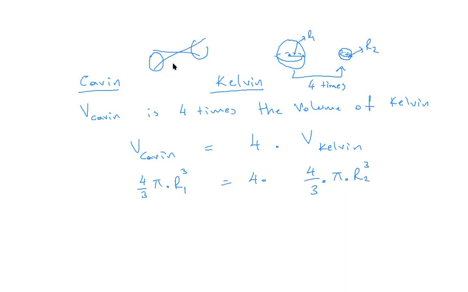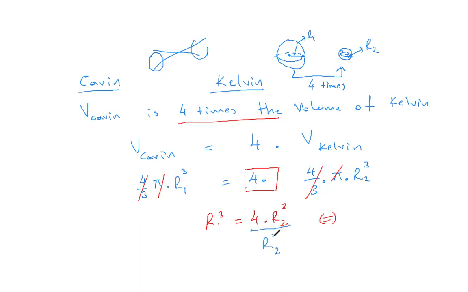If these two things are equal to each other, by the way, is it clear why this is 4 times? Since the question says so. So 4/3 simplifies, pi and pi simplify. What is left? R1 cubed is equal to 4 times R2 cubed. So if I divide both sides by R2 cubed, 4 equals R1 over R2 to the power of 3.